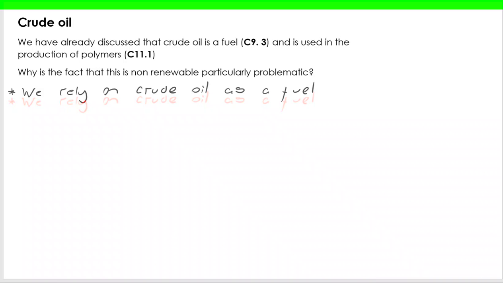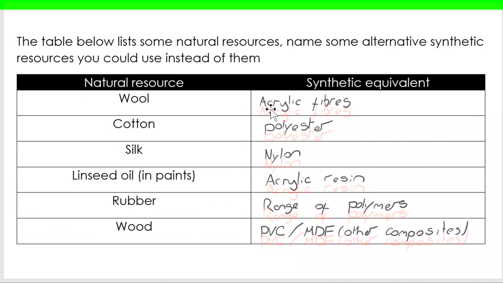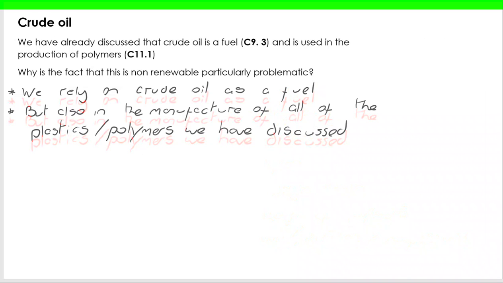But it's not only that. Let's go back to this table. Every single one of these synthetic equivalents was a polymer. It was a plastic. And that plastic comes from crude oil. So as we use up crude oil, it's going to take away the opportunity to make and use all of those materials.